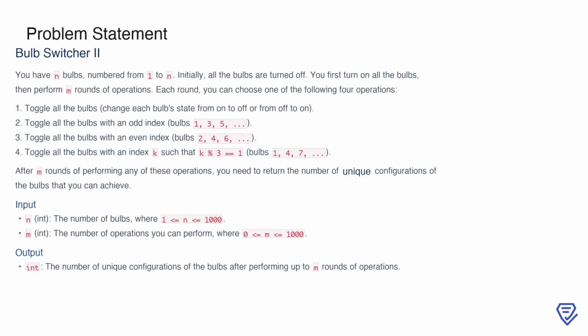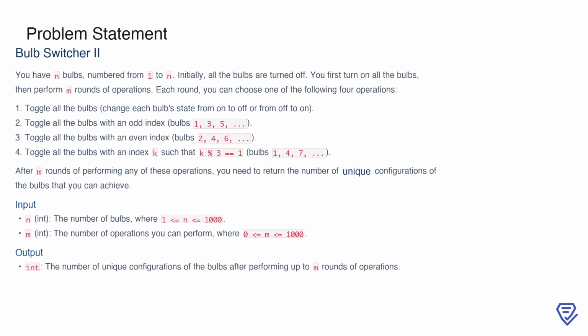In this problem, you are given n bulbs that are initially turned off. These bulbs are numbered sequentially from 1 to n. The task begins by turning all the bulbs on, and then you have up to m rounds to perform a series of operations. There are 4 possible operations you can choose from in each round. You can toggle all the bulbs, toggle only the bulbs with odd indices, toggle the bulbs with even indices, or toggle the bulbs whose indices satisfy the condition k%3 = 1.